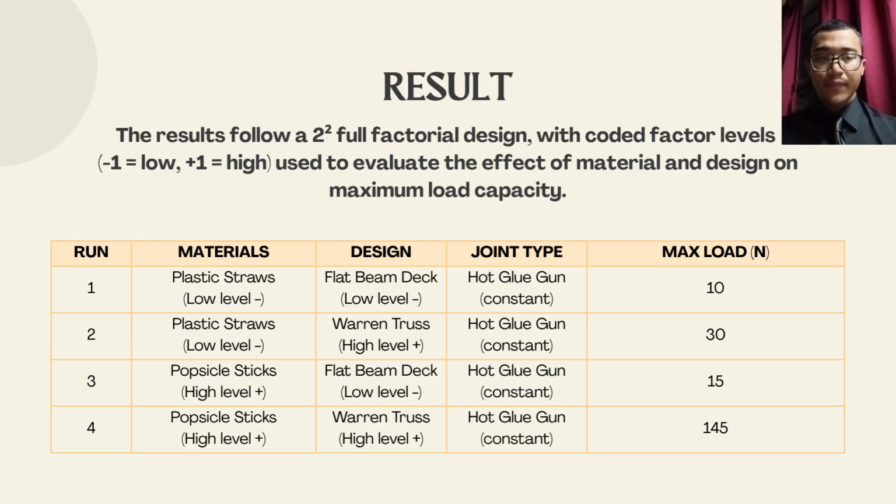Notably, keeping a flat deck but switching to high-level popsicle sticks in Run 3 only yielded 15 newtons of capacity. However, the real breakthrough happens in Run 4. When we combine both high-level factors, the solid popsicle sticks material paired with the geometric advantage of the Warren Truss, the maximum load capacity skyrocketed to 145 newtons.